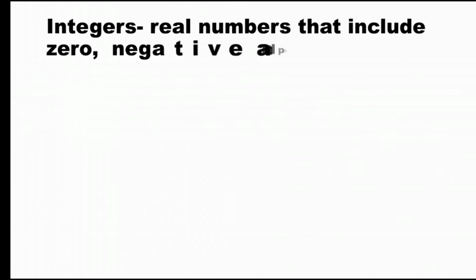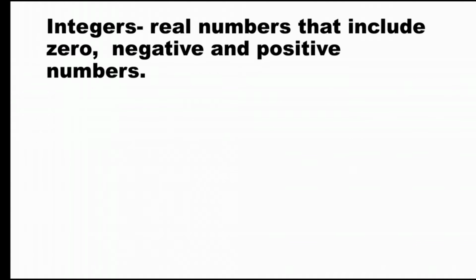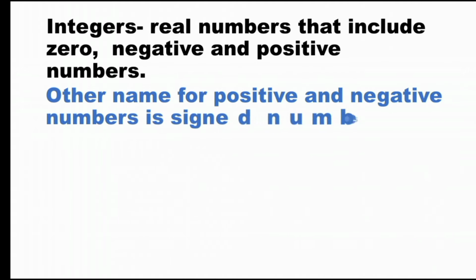Operations of integers. Let's have a review on integers. Integers are real numbers that include 0, negative, and positive numbers. Another name for positive and negative numbers is signed numbers.